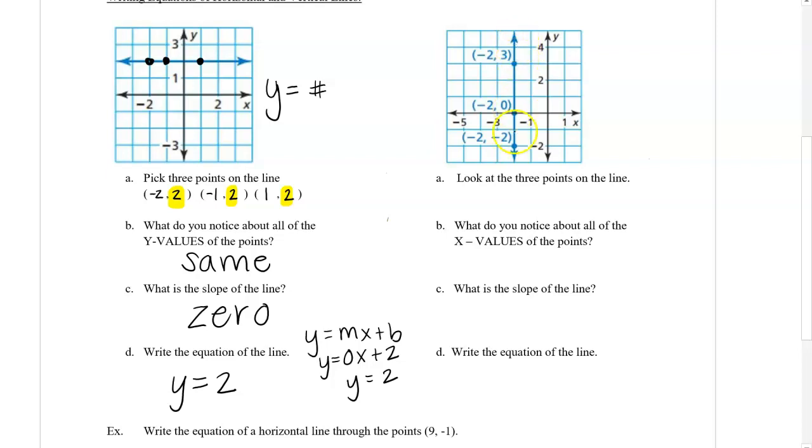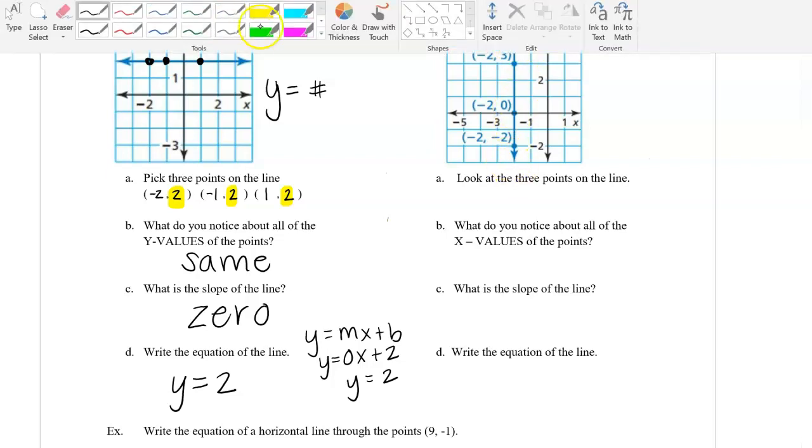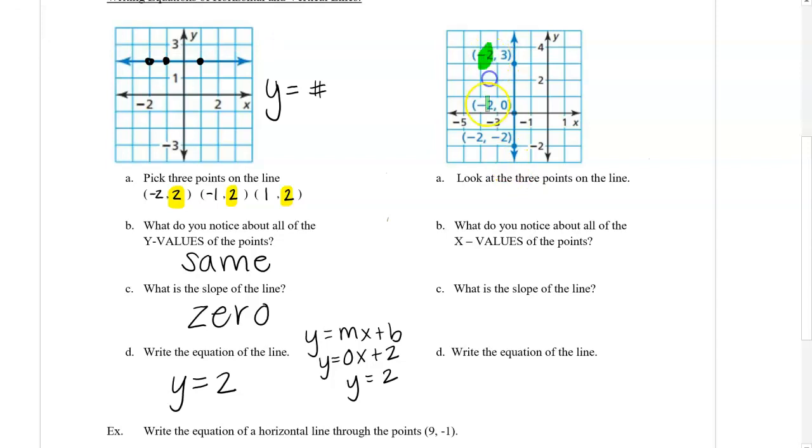When we look at a vertical line, you should notice that in the vertical line, all of the x values are the same. So no matter what point I pick on a vertical line, all of the x values will have the same value. So all of the x values are the same. The slope of a vertical line is undefined.